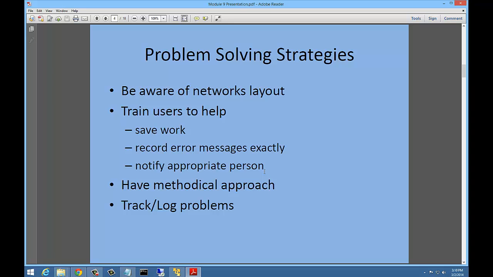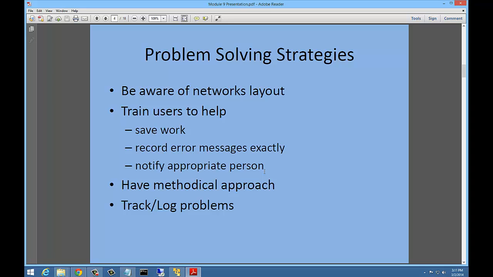So, problem-solving strategies. When you go to troubleshoot a problem, you have to think about what you are going to look at first. What are you going to do to protect things before you start diving in to see what the problems are? So you need to be aware of the network layout. Train users to help, actually. Tell them to save their work, record error messages, notify appropriate people and personnel, and by having the users trained, they will help you save a lot of time and save a lot of problems.